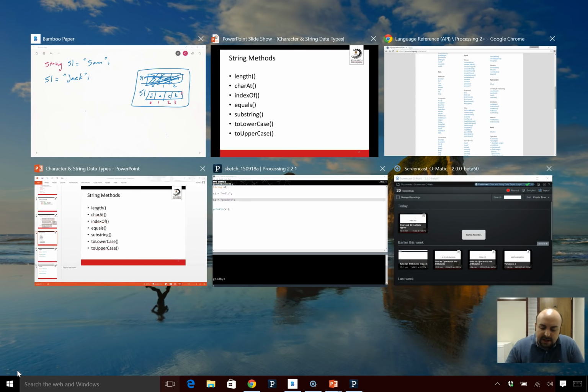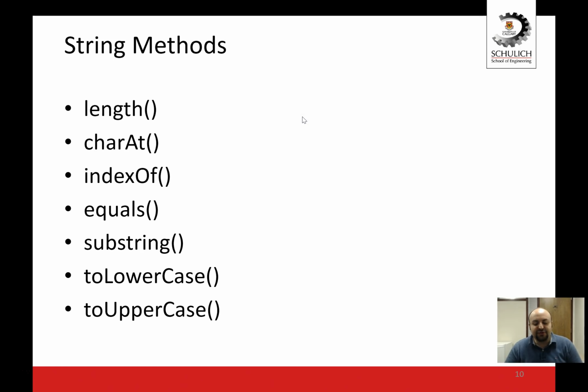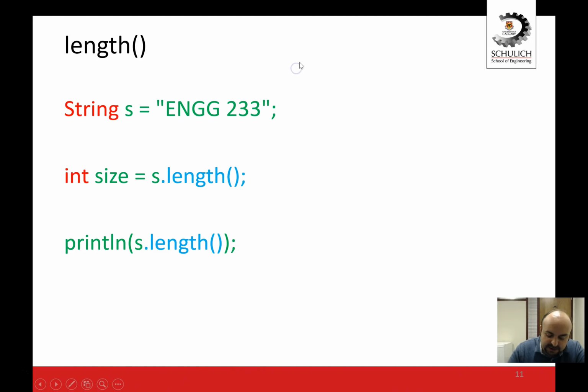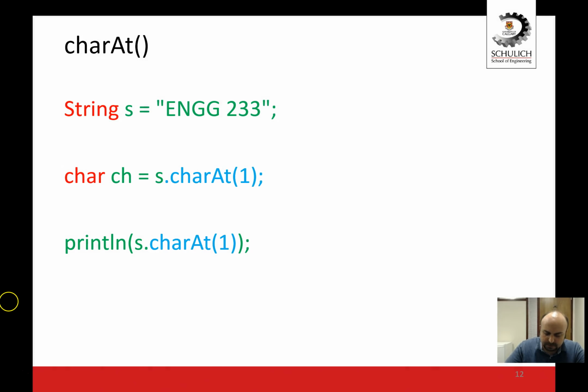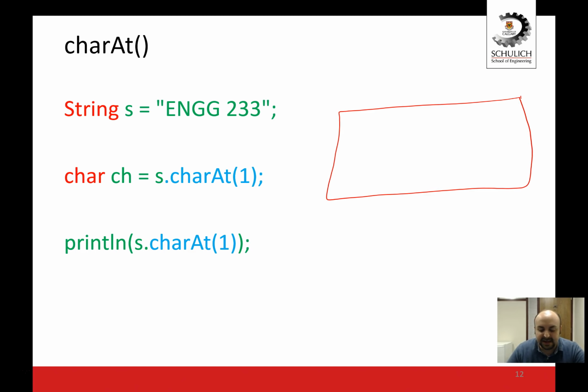I said earlier that the string comes with a bunch of methods or functions. So I introduced length, and I want to talk about charAt, and the rest of these you can look up, or actually I'll revisit them at a later date. But charAt is interesting too, because it gives you the char at a certain index.